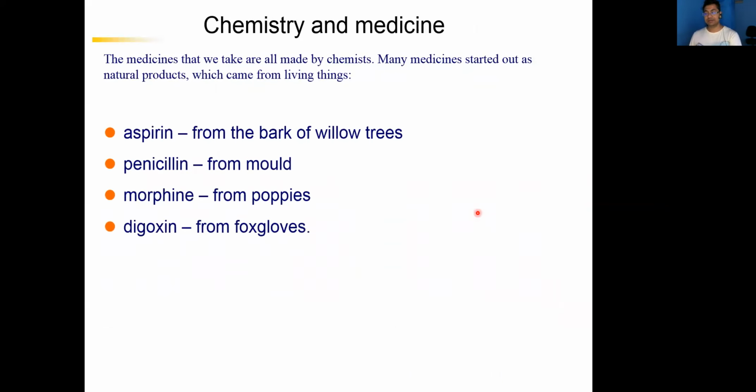Chemistry and medicine. There is a lot of chemistry in medicine. Aspirin: if I put the aspirin in, psh, there will be a big bubble. As I told you, if there's a bubble, there's a formation of gas. So this is chemistry and chemical change.